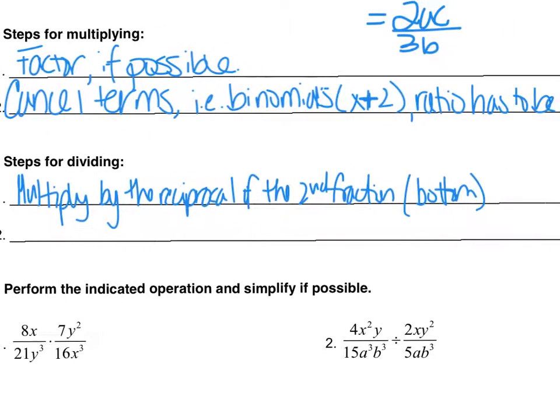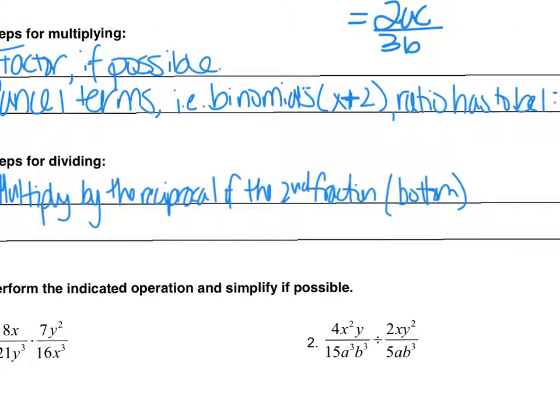And then a saying that you'll hear me say is we switch and flip. So we switch the operation, so we change it from division to multiplication, and then we flip the fraction. So it should go in that order. You always flip the fraction that follows the multiplication or division operation.